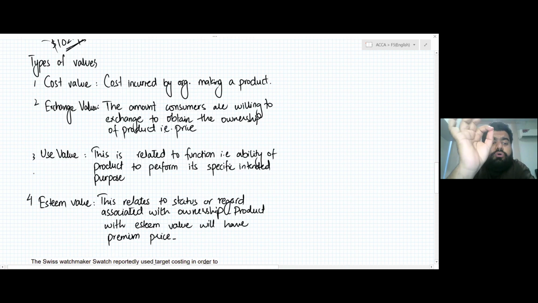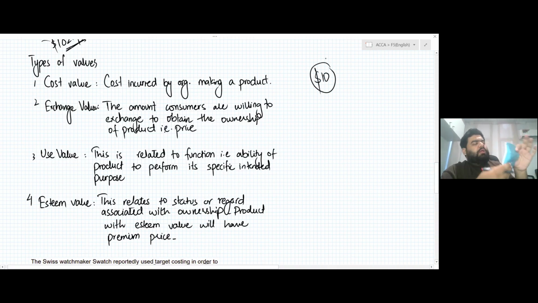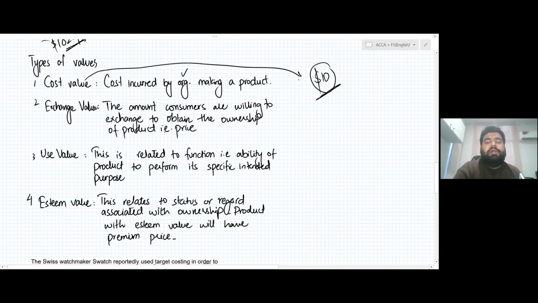First is cost value. What is cost value? Cost value is simple. I'm giving you an example, again this calculator. I am making this calculator and it costs me $10 per calculator, including its production cost and all the costs. So the cost incurred by the organization making a product is the cost value. I'll say that for this calculator, the cost value is $10.